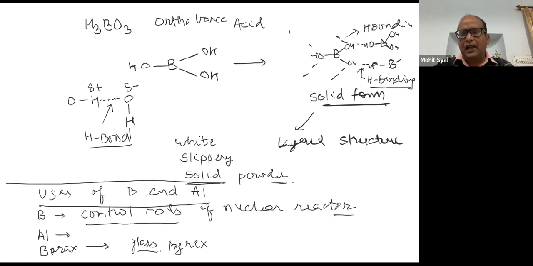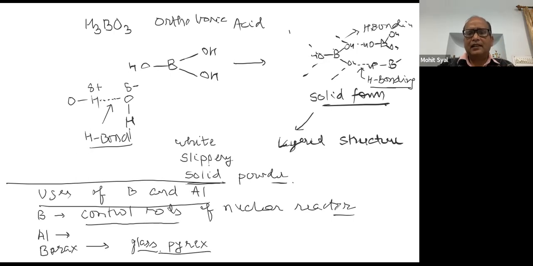So the Pyrex glass. Clear? Remember this name, Pyrex glass, and it is made up of boron. And boron control rods, right? That Pyrex glass is a heat resistant glass. Aluminium is used to make aeroplane structures, which are light. Aluminium is also used to make a lot of things for packaging, right?